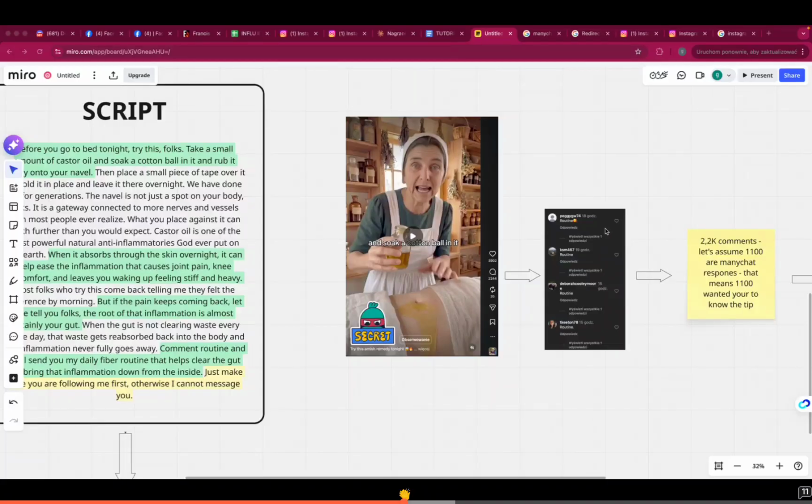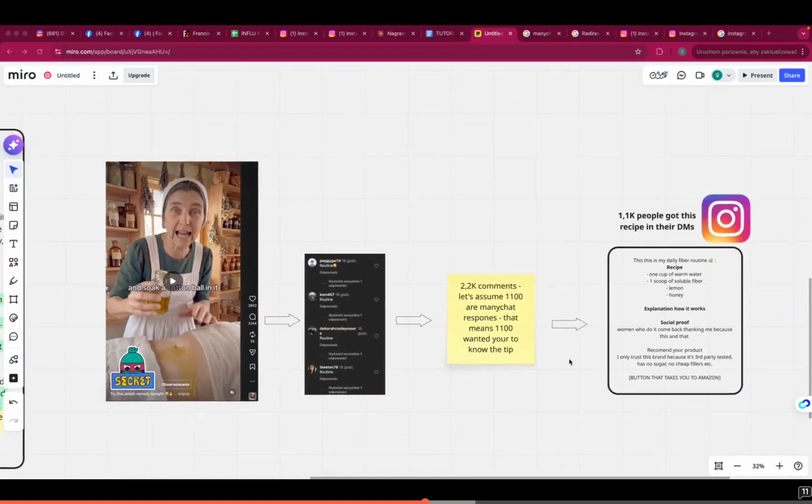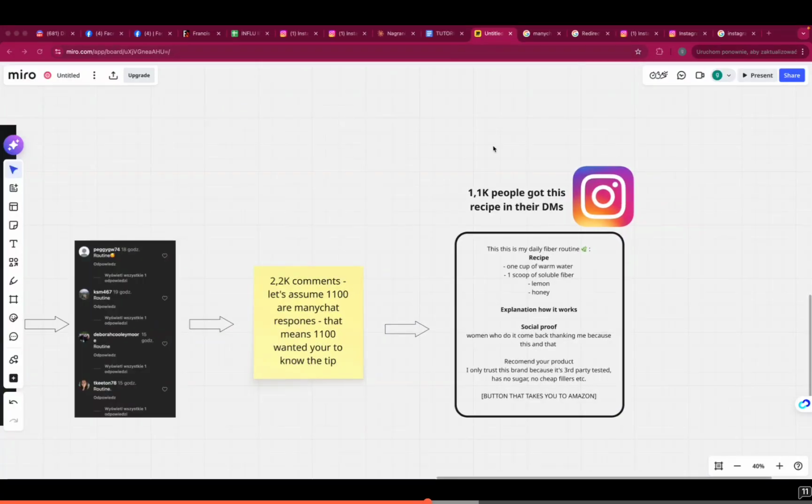Why am I saying this? Because whenever ManyChat detects somebody commented, like for example, routine or whatever your trigger word is, you can also make it respond to the person. So for example, it will say, check your DMs. So this is why probably around half of the comments are from ManyChat. So we know that around 1,100 people wanted to know your tip, all right? So those people commented, and those people also got this sort of message into their DMs, all right? So I'm not gonna share the exact message this creator sends, but I'll just give you a structure of a ManyChat message that is very good in this scenario.